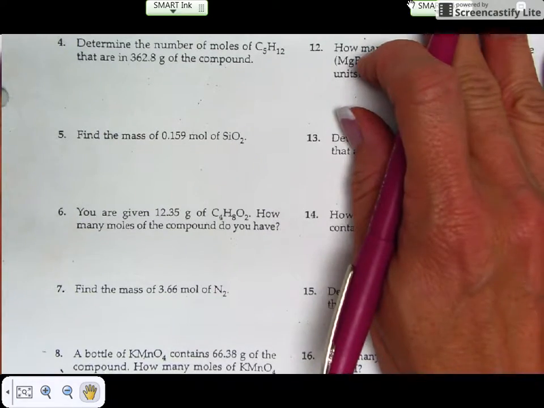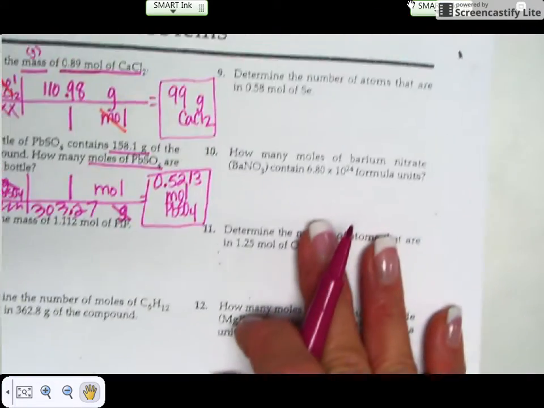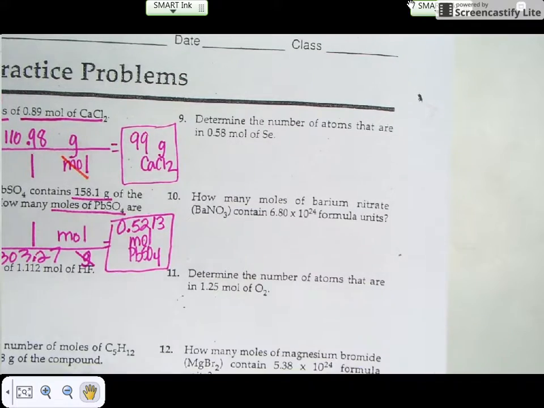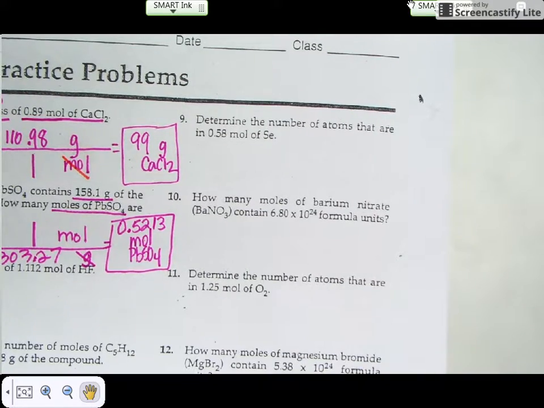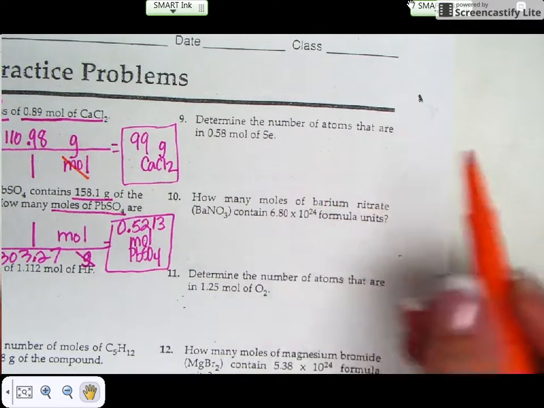Now, the remaining problems underneath this column, numbers 3 through 8, are going to all be done following the same process. Okay, so we also talked about using Avogadro's number as a conversion factor. So that's what we're going to do on the second column.